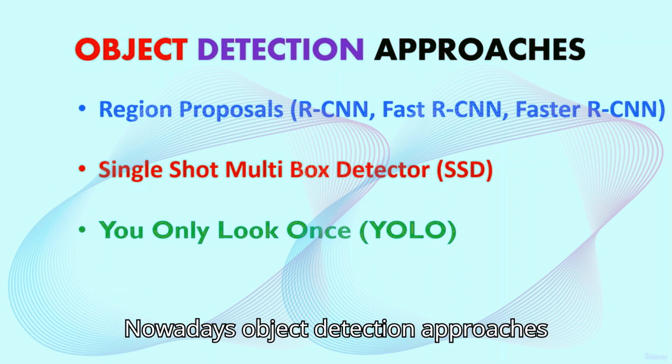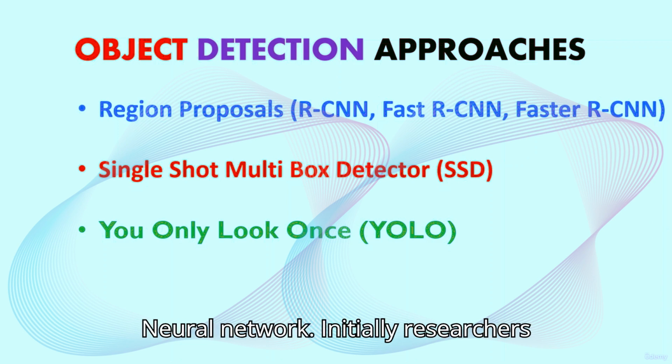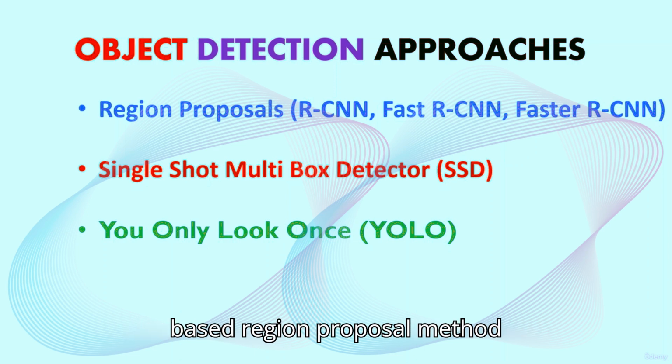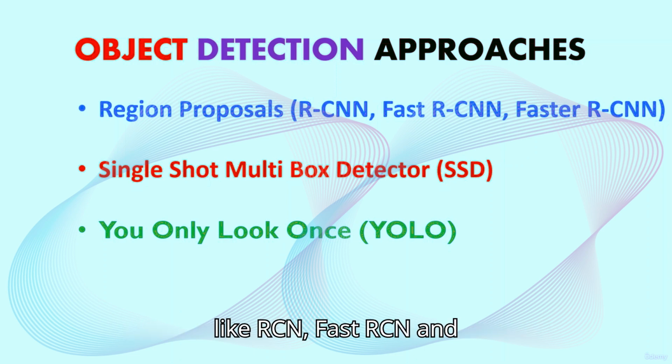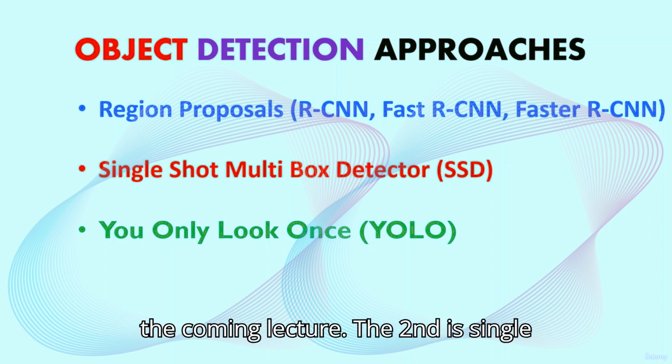Nowadays, object detection approaches involve the use of deep convolutional neural networks. Initially, researchers were using convolutional neural network based region proposal methods like RCNN, Fast RCNN, and Faster RCNN. We will look in more detail into each of these approaches in the coming lectures.